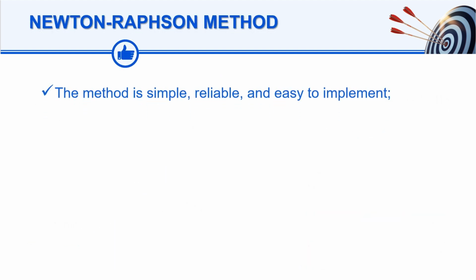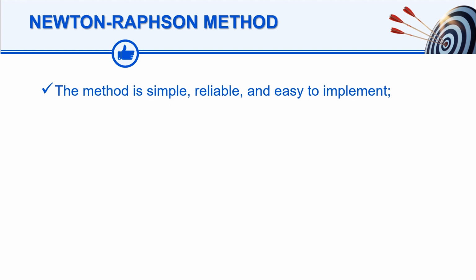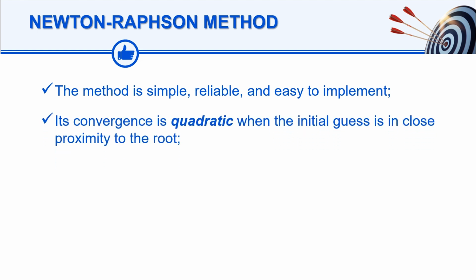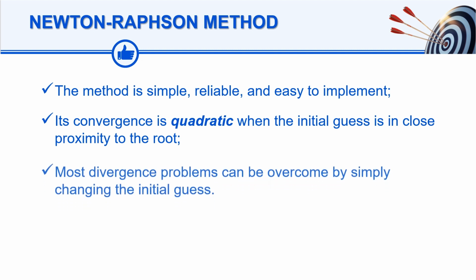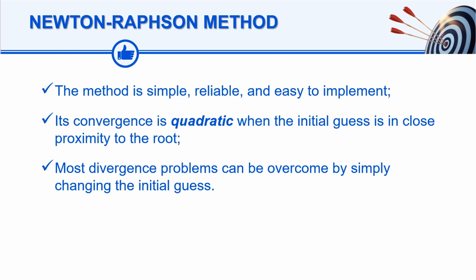The advantages of the Newton-Raphson method are: the method is simple, reliable, and easy to implement. Its convergence is quadratic when the initial guess is in close proximity to the root. Most divergence problems can be overcome by simply changing the initial guess.